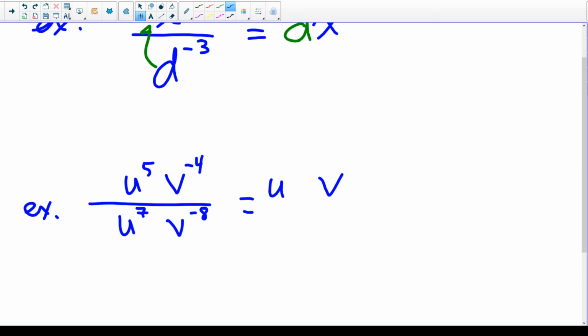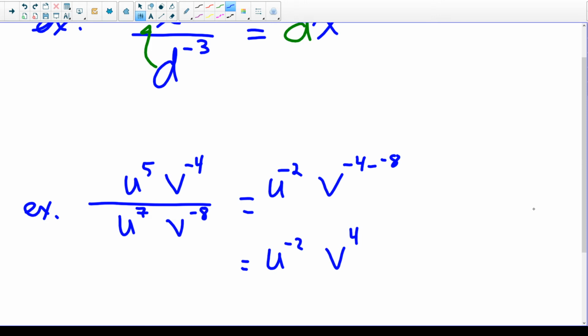What are the powers going to be? Well, let's use the rule for quotient law. 5 minus 7, we're subtracting the exponents, is negative 2. Now be careful with this one. Negative 4 minus negative 8. Let me write that out so you can see it. When you have a minus negative, you got to go back to our integer rules here. That becomes a plus, so this will become a positive 4. It'll be negative 4 plus 8. So you still got to remember all of those rules as well.